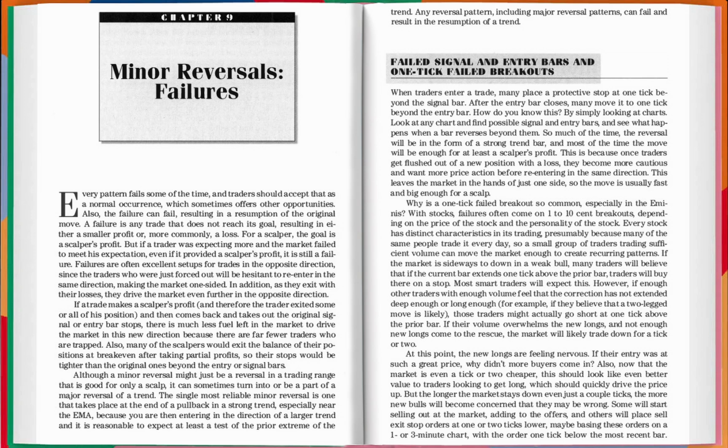Although a minor reversal might just be a reversal in a trading range that is good for only a scalp, it can sometimes turn into or be a part of a major reversal of a trend. The single most reliable minor reversal is one that takes place at the end of a pullback in a strong trend, especially near the EMA, because you are then entering in the direction of a larger trend, and it is reasonable to expect at least a test of the prior extreme of the trend. Any reversal pattern, including major reversal patterns, can fail and result in the resumption of a trend.